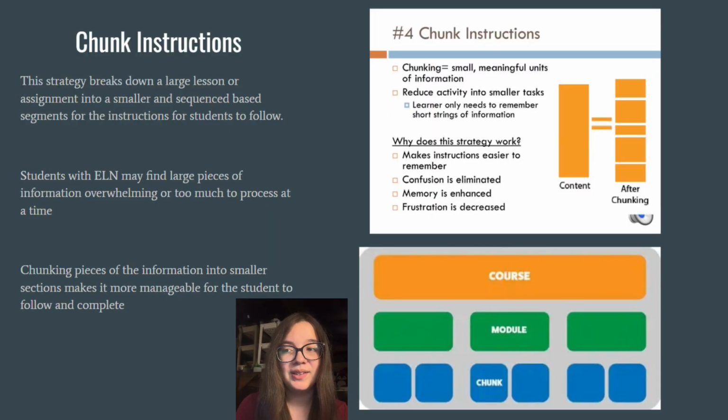The fourth strategy is including chunk instructions. Chunk instructions refers to breaking down a large lesson or assignment into smaller and sequence-based segment instructions for students to follow. As instructors, giving out larger pieces of information to students with ELN to follow may cause them to find these pieces very overwhelming or too much to process at a time.